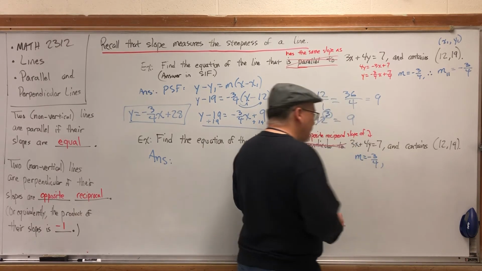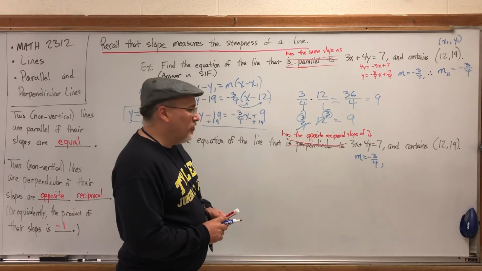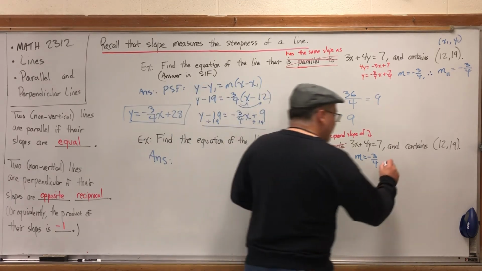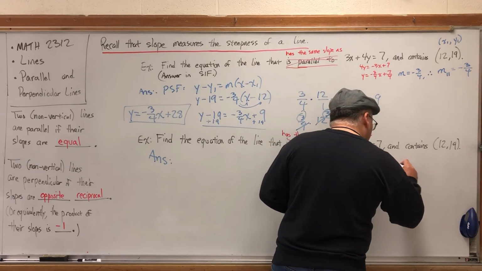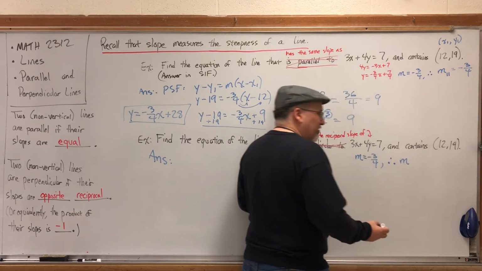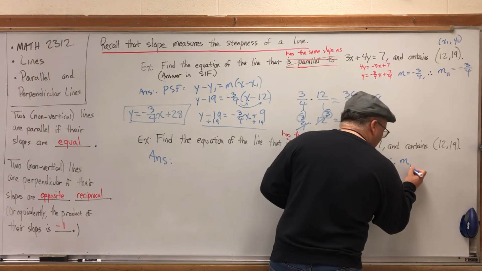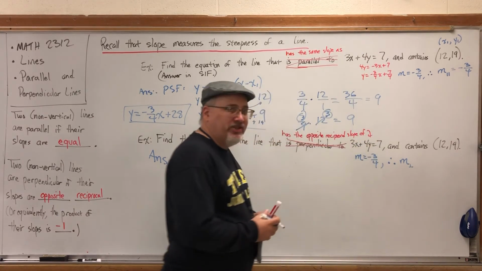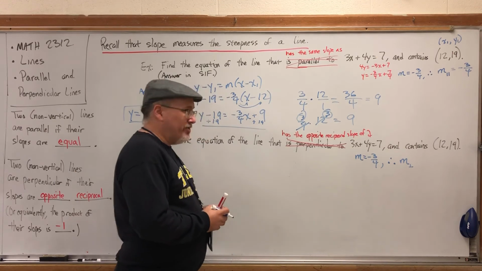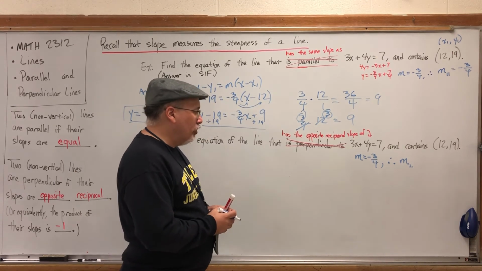But that's not the slope that we need. We need the opposite reciprocal slope of that. Therefore, the perpendicular slope, and I'm going to subscript the m with a perpendicular symbol. It looks like an upside down capital T, but that is the industry standard symbol for perpendicular.